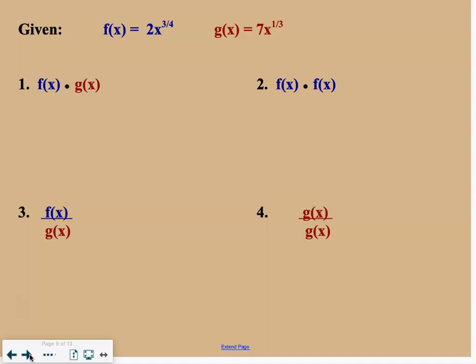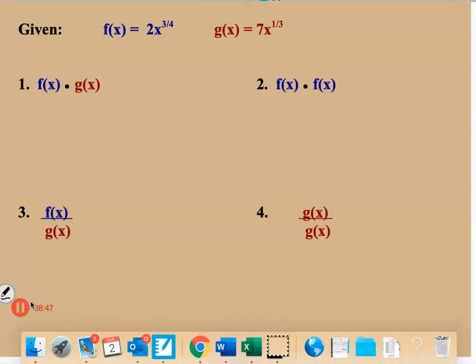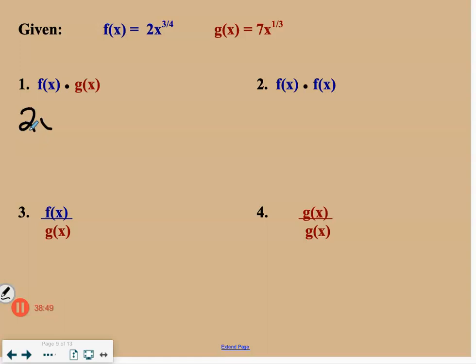If I multiply two x's together with different exponents, what do I do with those exponents? You add them. And if I divide, what do I do with the exponents? You subtract them, right? Okay, so I want you to take a minute just on paper and see if you can find all four of these. I'm going to time you at 1 minute. Go.